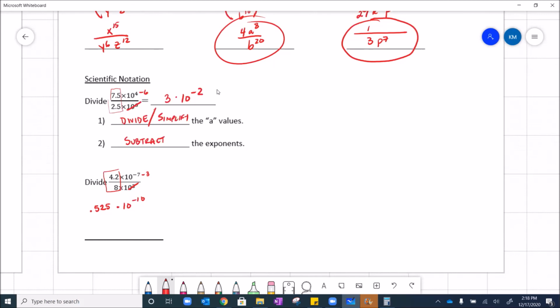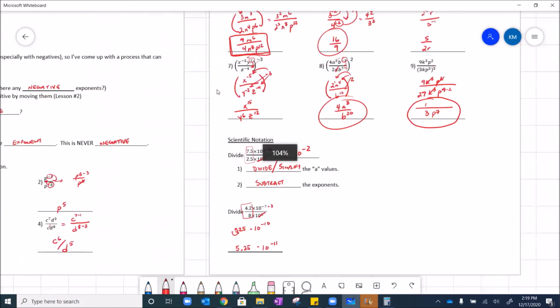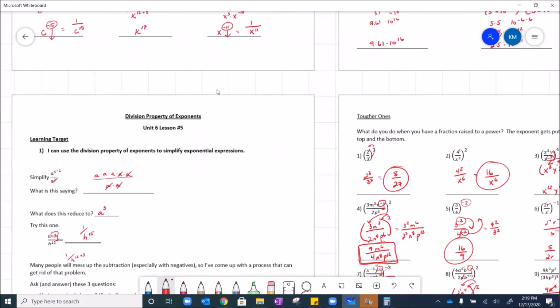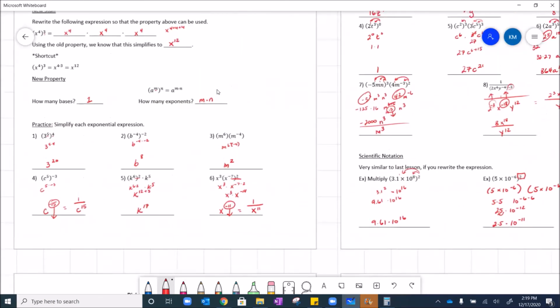Okay, and so I need to move this to the right to make it scientific notation. 5.25. I made the decimal place 1 place bigger, so I need to make my exponent 1 place smaller. Or if you're doing the negative exponent, this said move to the left 10 times, and then I move to the right and it'll say, well, move to the left 11 times now, right? All right, so that's the division properties of exponents. See ya.